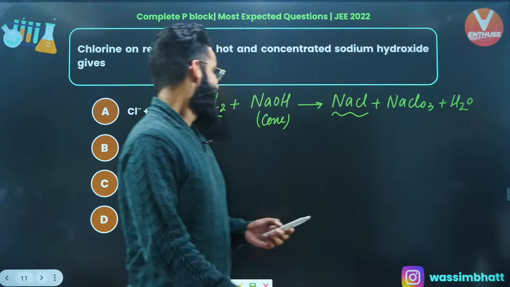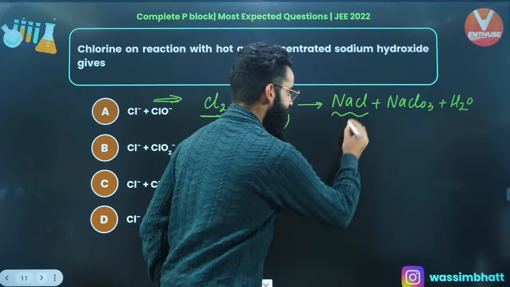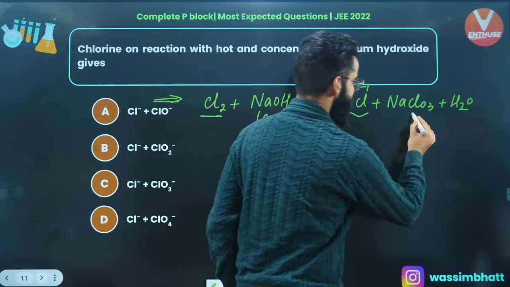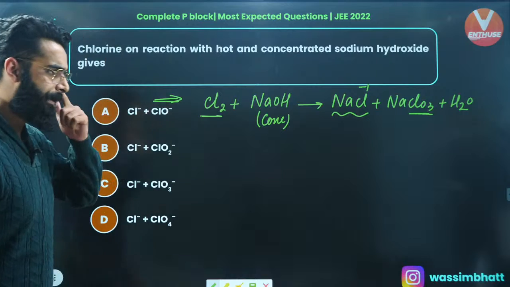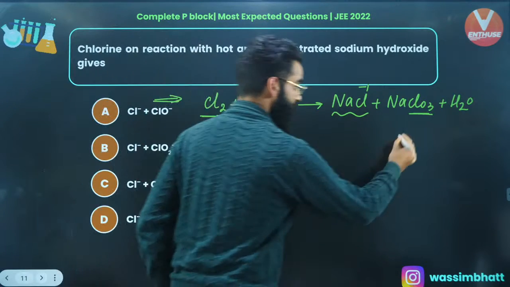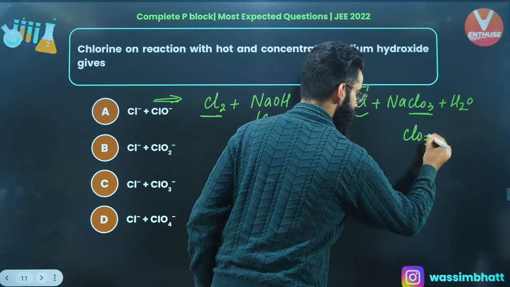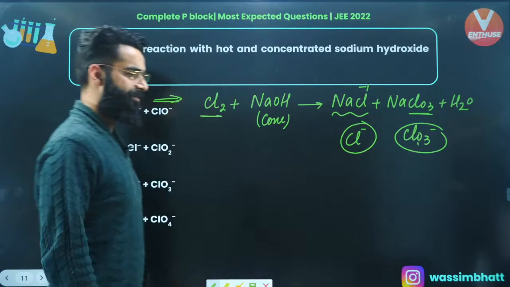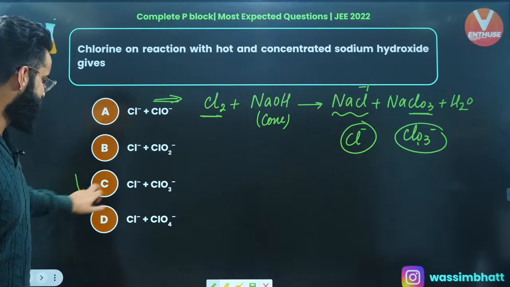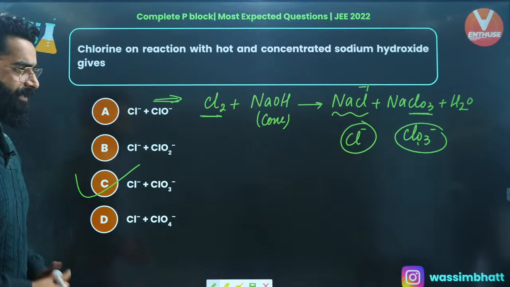Okay. All right. So in case of NaCl, it is basically Cl negative, and this is basically going to be ClO3 negative, right? This is going to be ClO3 negative, and over here you are getting Cl negative. So what is going to be the correct answer of this particular question? It's going to be Cl negative and ClO3 negative is going to be the correct one, right?